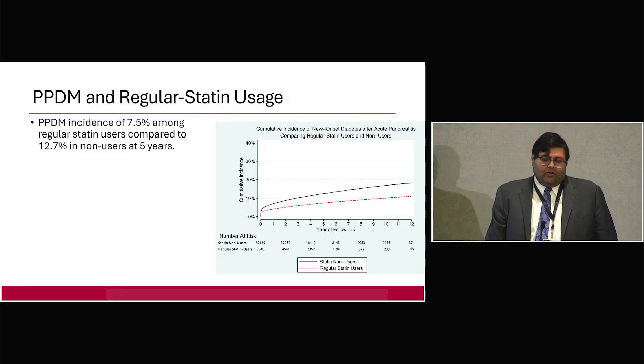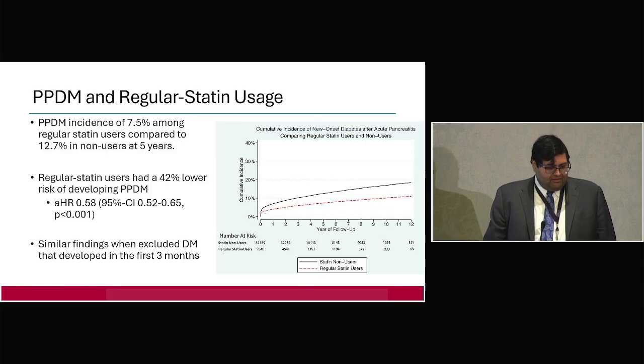And one strength of this approach is that we can repeat the analysis every year that Optum adds follow-up data, so the cohort grows over time and adds follow-up to see if this association remains. When we used a Cox proportional hazards model, we saw a significant reduction in post-pancreatitis diabetes with regular statin usage, and the findings were similar when we included potentially undiagnosed diabetes in the first 3 months.